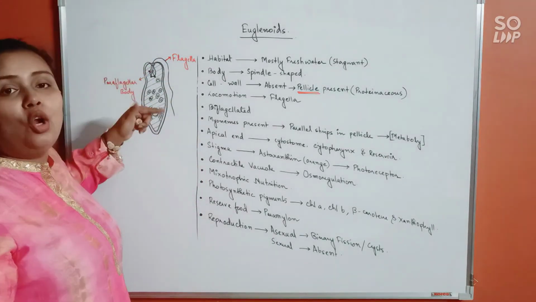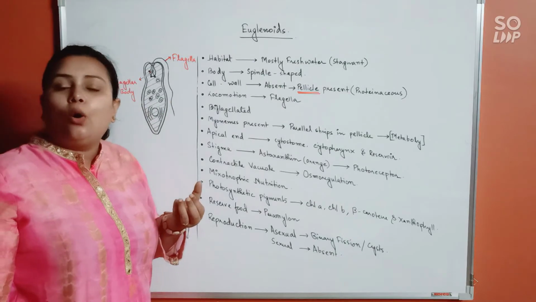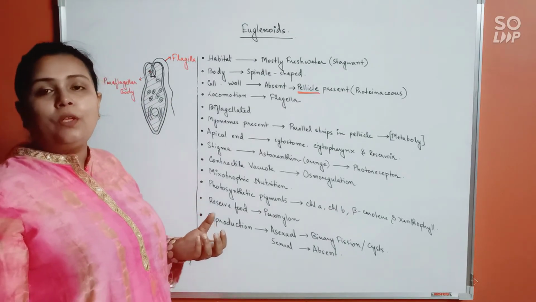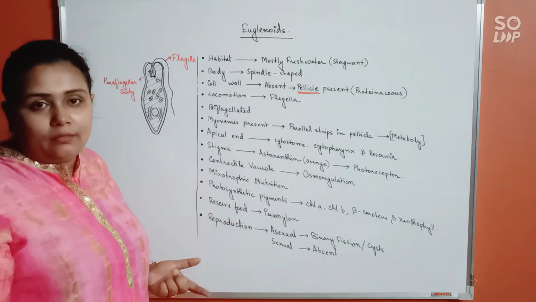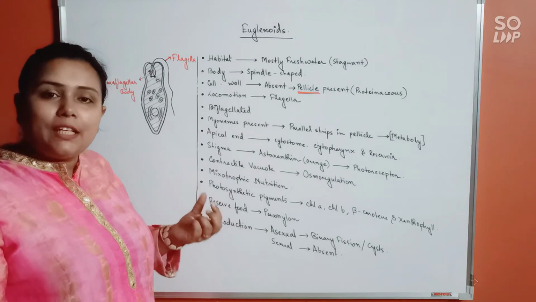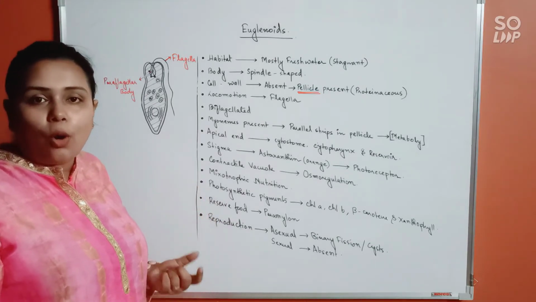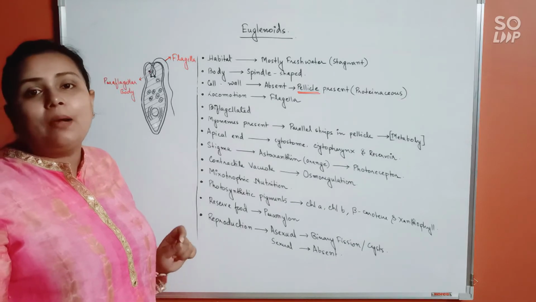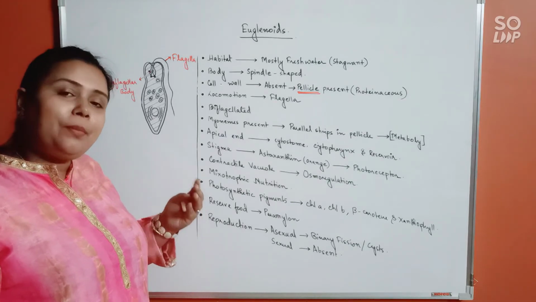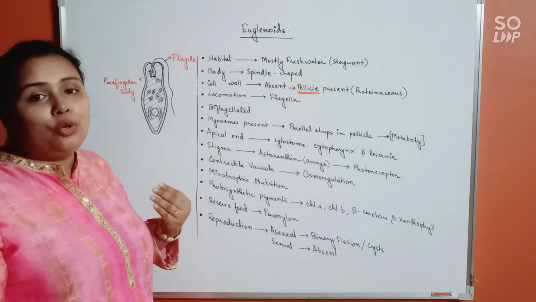The other one will not grow further. So if you observe a euglena under the microscope, you will see only one flagella. Okay, it will seem as if it is a uniflagellated organism, but otherwise it is biflagellated. One of the flagella will remain inside the cell and will not grow further.